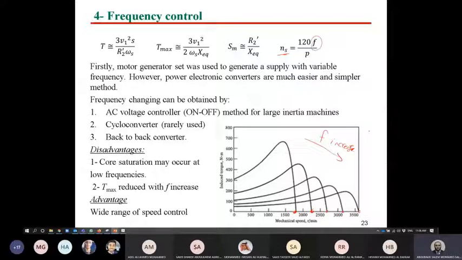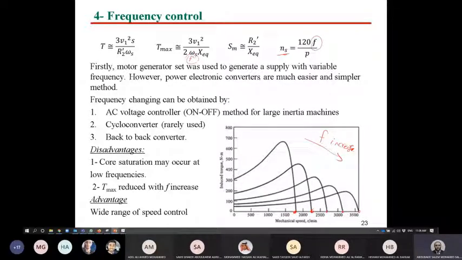What will happen to Tmax? Actually, in Tmax, omega S is proportional with F, and X equivalent also has F here. So this is F squared in the denominator. So if you increase frequency, T maximum will be decreased. As you can see, T maximum is decreasing here by increasing the frequency of the machine.